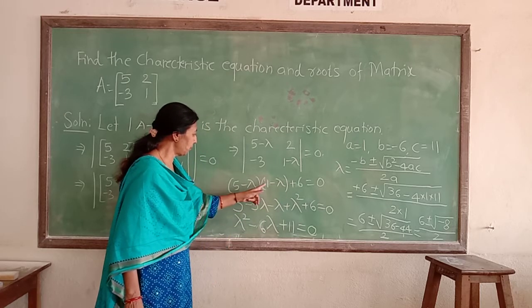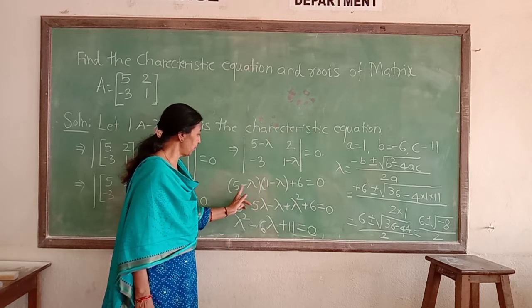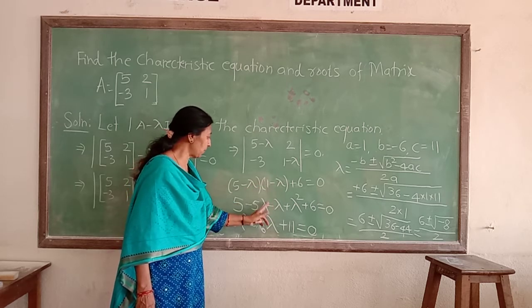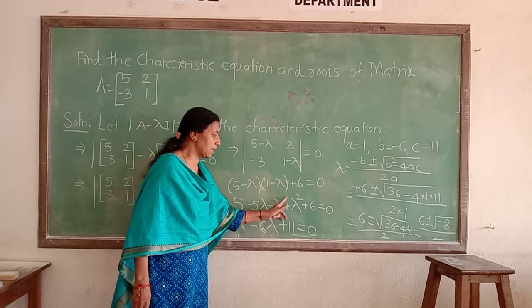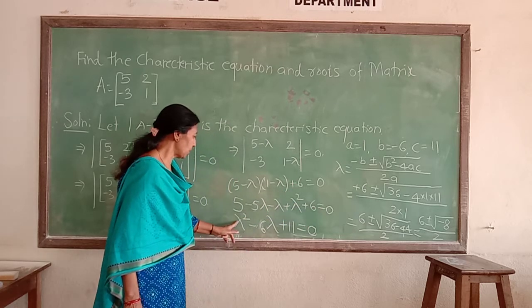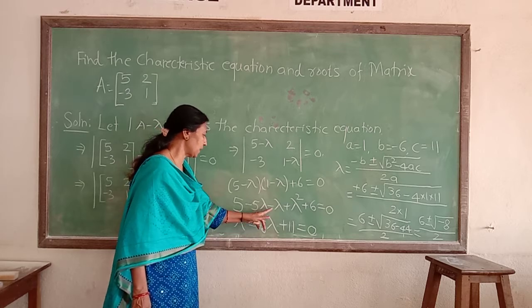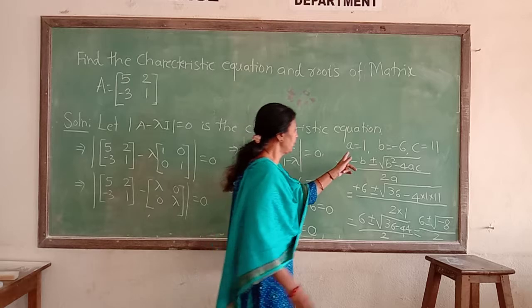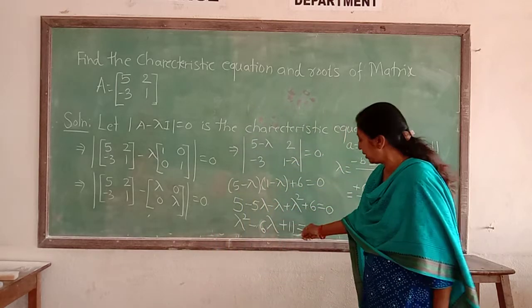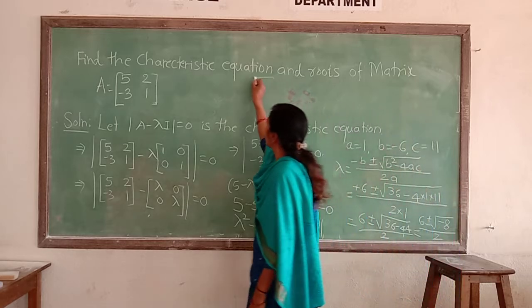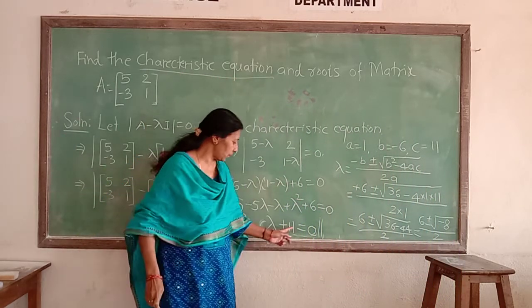Simplify. 5 into 1 is 5, minus 5 into minus lambda is minus 5 lambda, minus lambda into 1 is minus lambda, minus lambda into minus lambda is plus lambda square, plus 6 equal to 0. Now lambda square minus 5 lambda minus lambda is minus 6 lambda plus 11 equal to 0. This is the characteristic equation. It is one part of the problem.